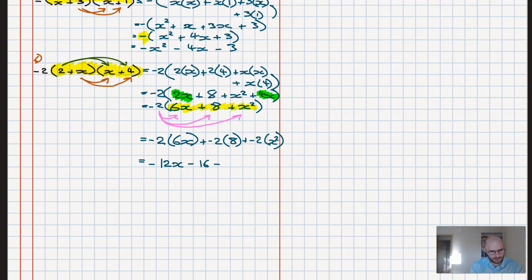16 minus 2x squared. And then simply because we like having the highest power at the front of an expression like this, we want to have minus 2x squared minus 12x minus 16. So last two lines, both are permissible, but if you put it in the last line, it's probably the easiest to read, so I'd go with the last line. So those have been 6 examples of how we open double brackets.